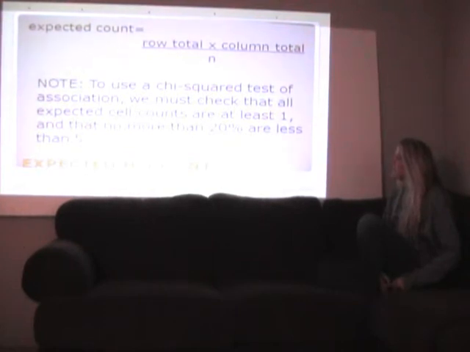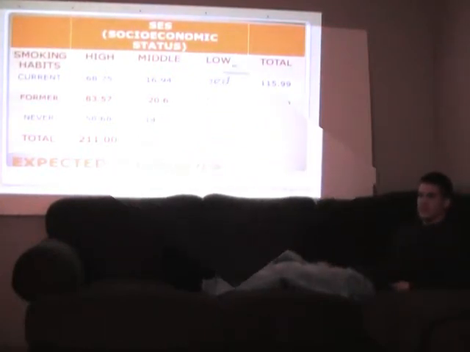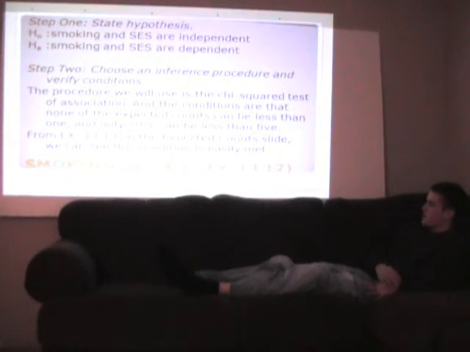And when we find the expected count, we need to make sure that all the expected cell counts are at least 1 and that no more than 20% are less than 5. This table here is the expected counts that we got in the last equation that we found from example 13.13. This is the secret formula for the chi-squared test of association. You take the observed value from the first table minus the expected value from the second table, square that, and divide it by the expected value from the second table for each observation and add them together, which is what the sigma says.